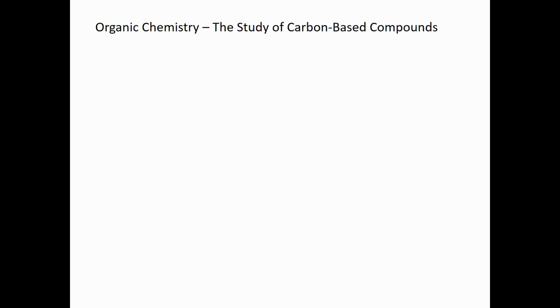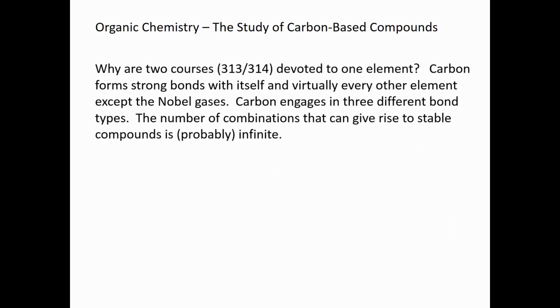You may be wondering, if there are all these elements in the periodic table, why do we have two courses devoted to just one element? Well, the reason is that carbon forms very strong bonds with itself and virtually every other element except the noble gases, and carbon engages in three different bond types with those elements, so the number of combinations that can give rise to stable compounds really approaches infinity.